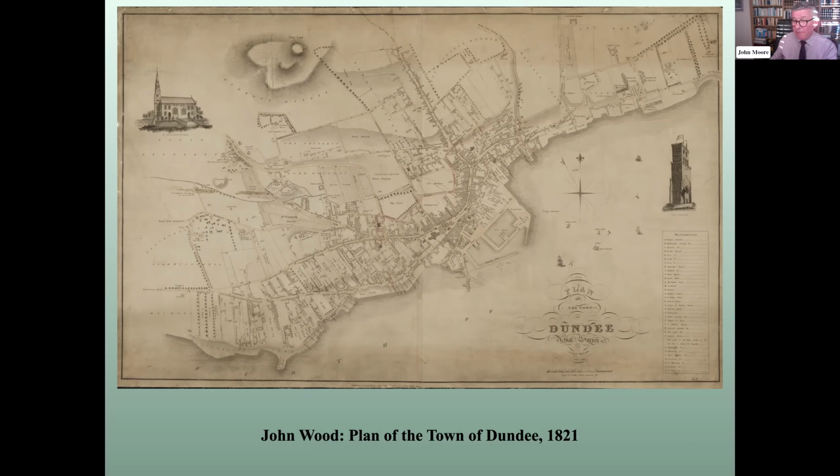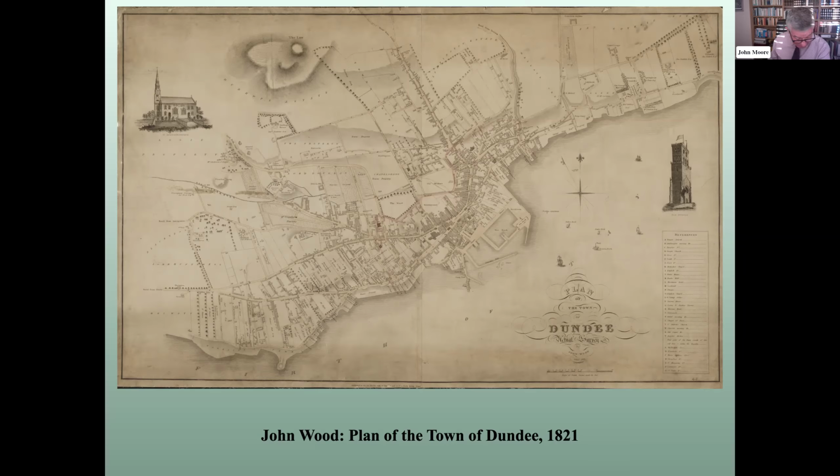And his table of references, which you can see at bottom right, is an exact match of his predecessor's list of closes. When Dundee archives fully open, I believe that further research may show Wood's unacknowledged reliance on that earlier work.